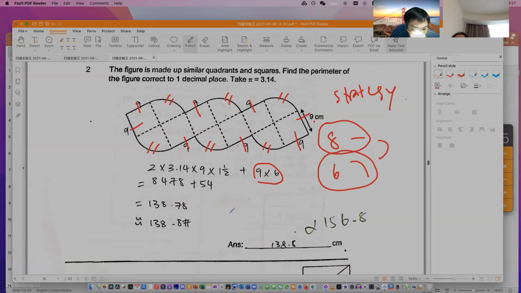Then how come you did 9 times 6? I don't understand this. No, wait a minute. Okay, so actually, to find perimeter, especially for perimeter, you need to have a strategy. The strategy is, in order not to miss out anything, I really want you to do it this way.